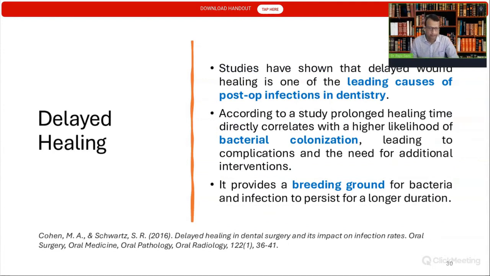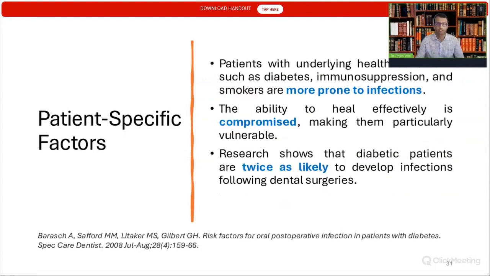Delayed healing. Studies showed that delayed wound healing is the leading cause of post-op infections. And as we discussed just now, delayed wound healing gives more opportunity for bacteria to invade the surgical site, and hence there are higher chances of bacterial colonization. It provides a breeding ground for bacteria and infection to persist for a longer duration of time. Hence, delayed healing is the number one cause of post-operative complications after tooth extraction.